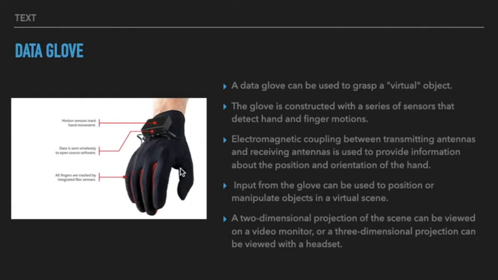A two-dimensional projection of the scene can be viewed on a video monitor, in which you can use the data glove to move the positions or manipulate objects, like adding objects or removing objects from the view, or three-dimensional projections can be viewed with some VR. So that is data glove. I think you got the idea.